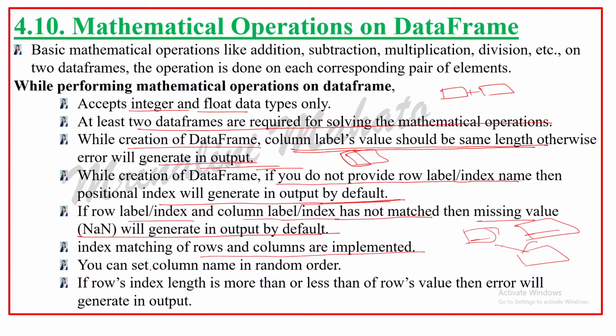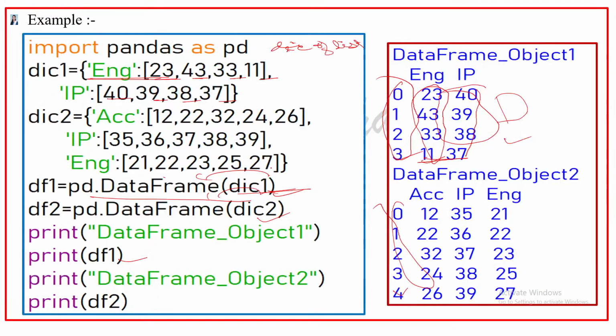You can set column names in random order also. Just like, look here, English, IP. This is our first data frame column name. Second one: accountancy, IP, English. Here English came first, here English came last. Means you can follow any random order. So you can set it like that.